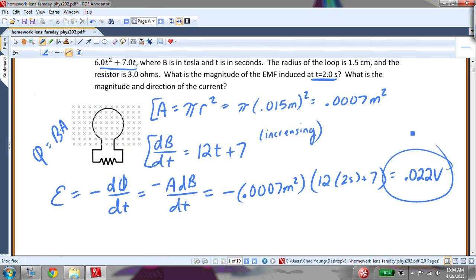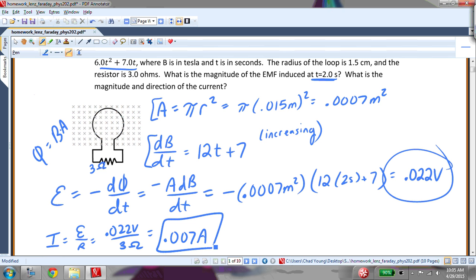Now I want to know the magnitude and the direction of the current. Well, the magnitude is easy. I have 3 ohms here, so I is equal to EMF over the resistance, so it's just 0.022 volts over 3 ohms. 0.022 divided by 3 is 0.007 amps. That's the magnitude of that current. Now I want to find the direction of it.